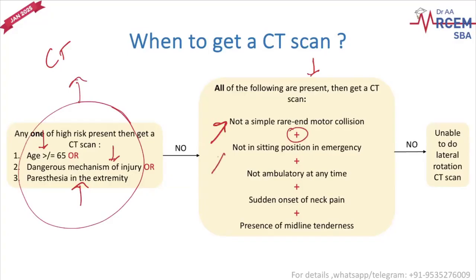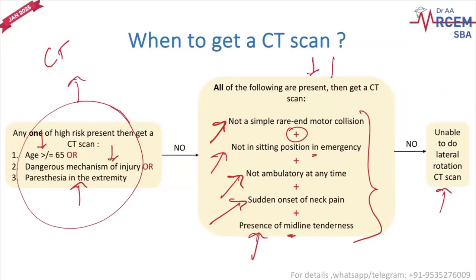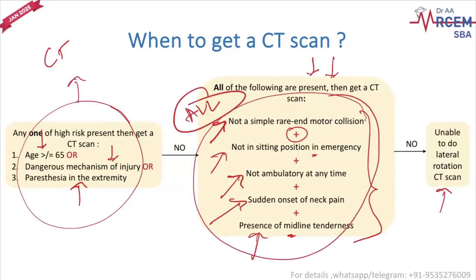along with it, he shouldn't be seated in the emergency department at any point of time, and he shouldn't be ambulatory at any point of time. It should be sudden onset of neck pain, and there is presence of midline tenderness. All of these following should be present. If one of these is not present, for example, there is no midline tenderness, or he was seated in the emergency department at some point of time, that means you go to the next one and check for the lateral rotation. You're not getting a CT scan done. To get a CT scan done at this stage, all of the following should be present. Let me repeat it. All of the following should be present.